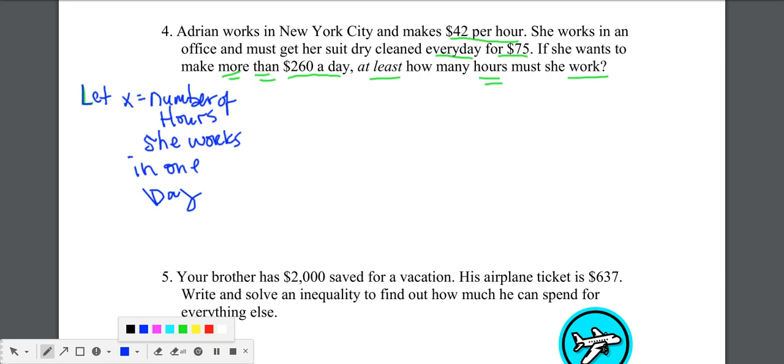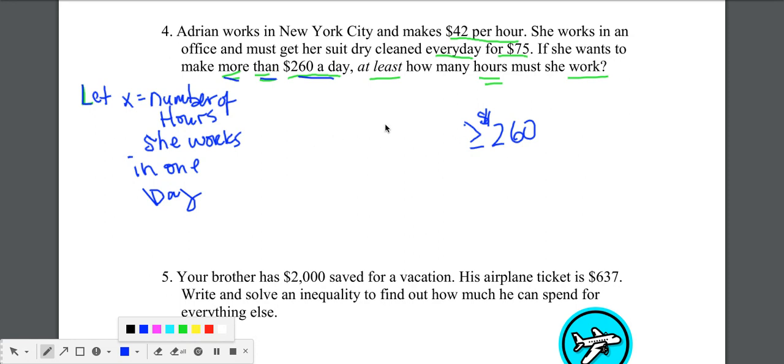The next thing we're going to do is write our inequality. Okay, it says right here that it is going to be more than 260 a day. Okay, we want to make larger than or equal to $260 per day, which will require at least a certain number of hours that we work, or another way to say that is a minimum number of hours that you have to work in one day in order to make at least $260. All right.